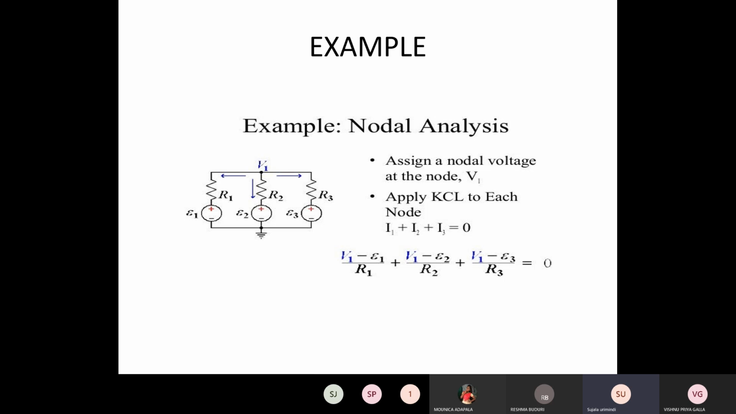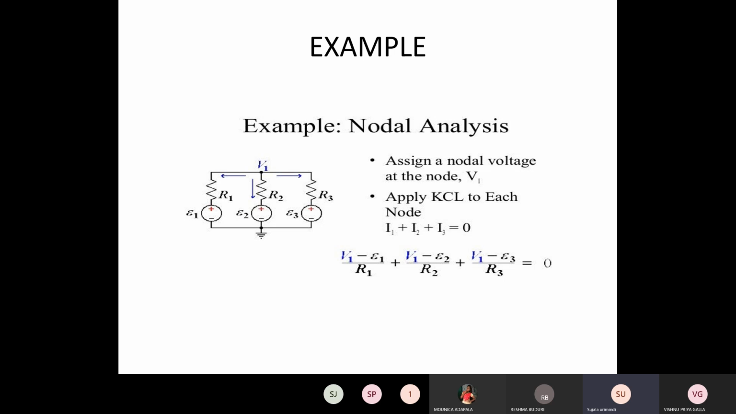How do you write down the equations? Generally we write down the equations according to Ohm's law, I is equal to V by R. We observe that here V1, R1, R2, R3, E1, E2 and E3 must be there. So first you have to write down the first equation, the algebraic sum of the currents is equal to 0. So we observe that V1 minus E1 by R1.